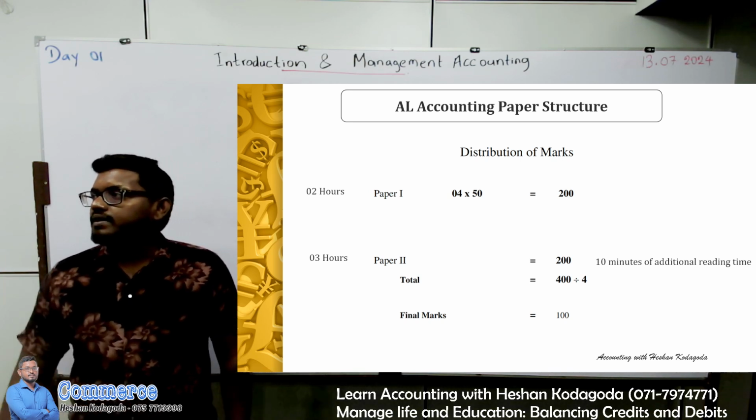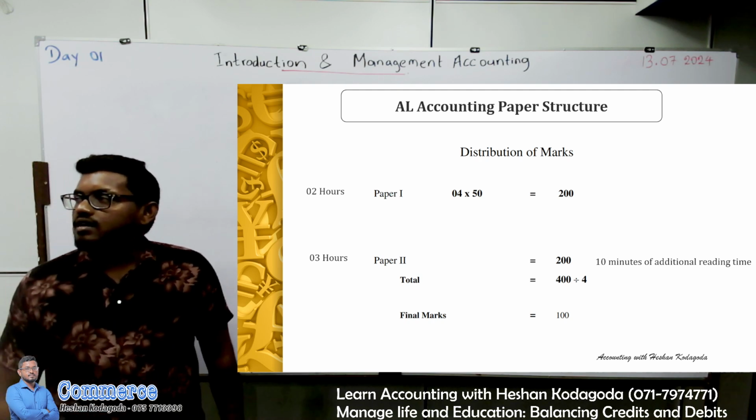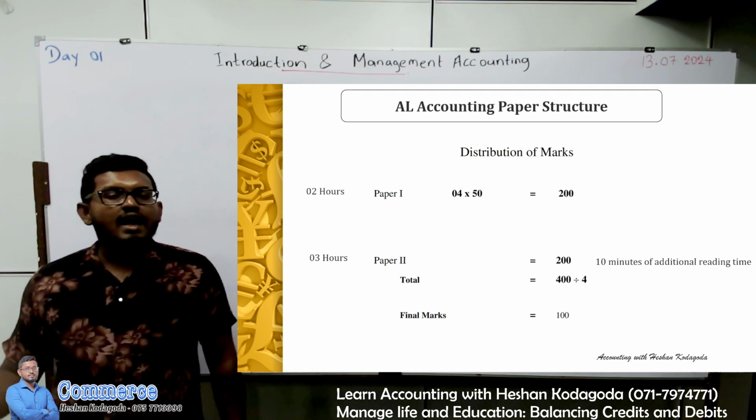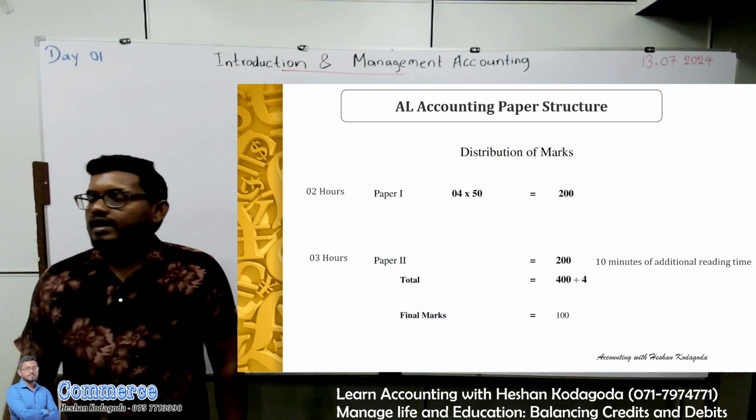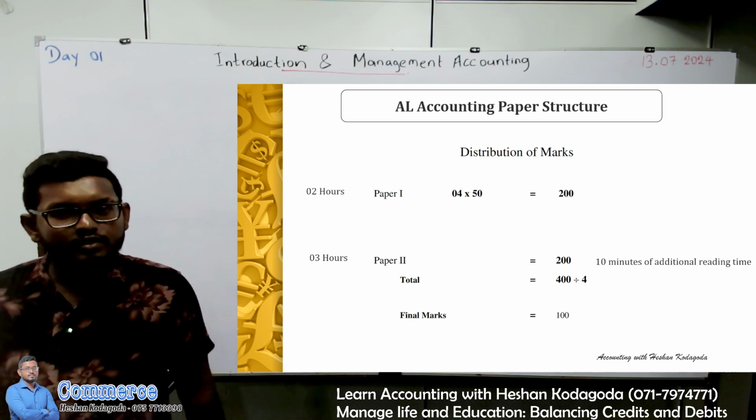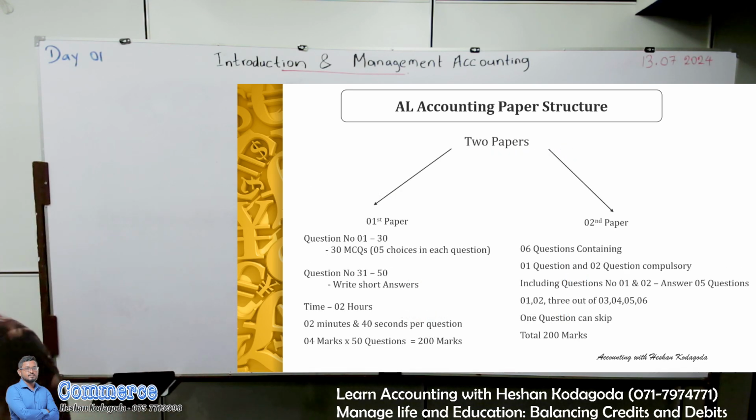In the second paper, 200 marks, also with 10 minutes of additional reading time. So finally, 400 marks divided by 4, which means 100 marks, right?